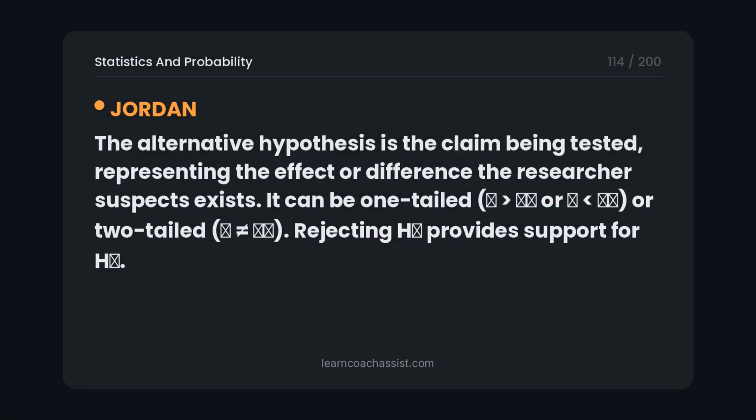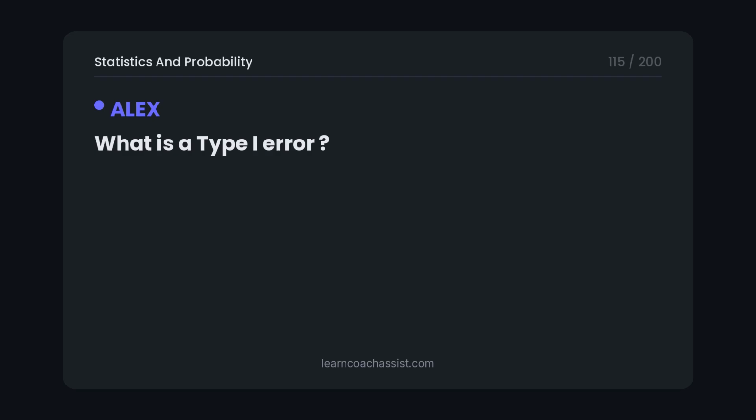The alternative hypothesis is the claim being tested, representing the effect or difference the researcher suspects exists. It can be one-tailed, mu > mu0 or mu < mu0, or two-tailed, mu is not equal to mu0. Rejecting H0 provides support for H1. What is a type 1 error?